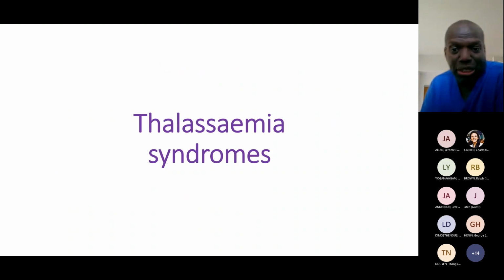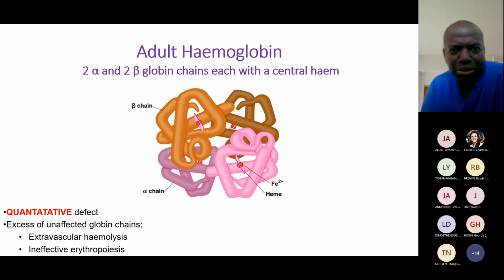But I will start with thalassemia and just briefly talk about the thalassemia syndromes. So just to orientate you all, I'm sure you all know this, there are two alpha, two beta globin chains in adult hemoglobin. In thalassemia, the issue is a quantitative defect in one of those chains, either alpha or beta, and as a consequence, there's an excess of the unaffected globin chain. This results in hemolysis. If this occurs in the peripheral vasculature, it's called extravascular hemolysis. However, if it occurs within the bone marrow niche, then it's referred to as ineffective erythropoiesis in essence.